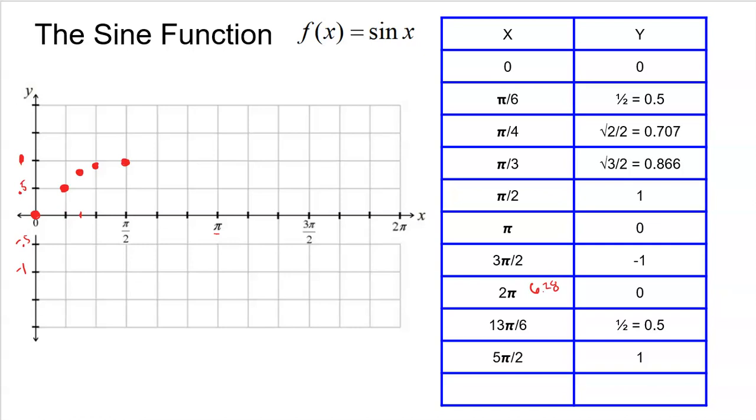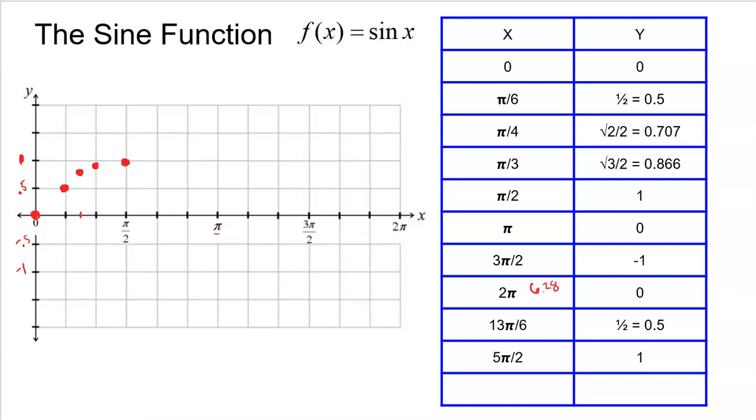Then at pi over 3, we increase a little bit more to radical 3 over 2, which is 0.866. And then at pi over 2, we reach the maximum y value, 1. Now let's keep going. Remember, we're going to skip a couple values because you don't need to graph every single point when you're making a graph. I just have to graph some of them.